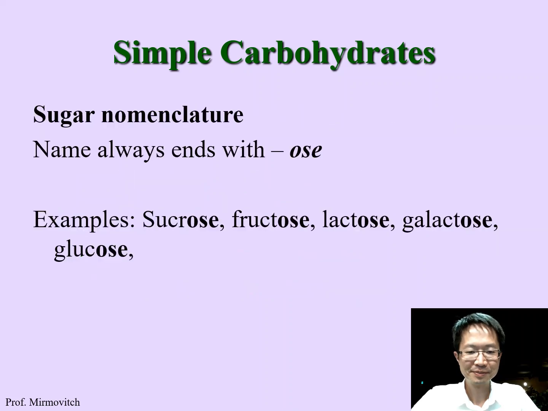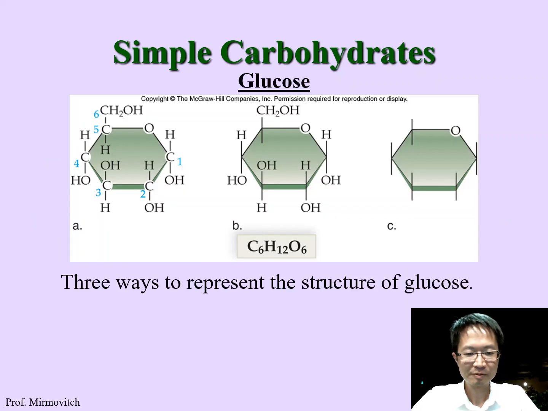Okay. So sugar nomenclature, I already told you that as soon as you see the suffix OSE, then it is mostly sugar. It gives you examples here: sucrose, fructose, lactose, galactose, glucose. They all end with OSE. So OSE means sugar. As I told you, you have to memorize C6H12O6 because it is the formula for glucose.